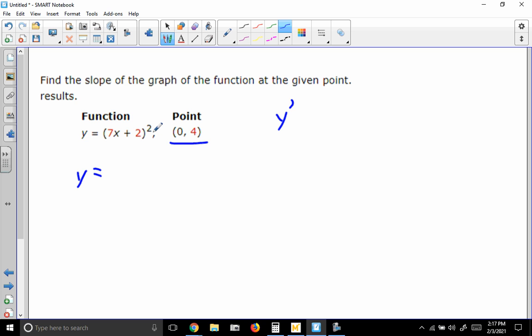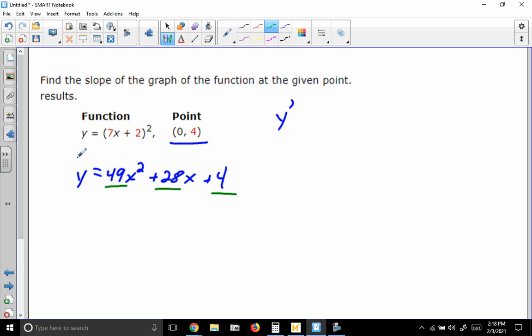If we FOIL that out, 7x plus 2 times 7x plus 2, we would get the first term squared. So 7x squared, 7 times 7, x times x. We would get their product twice. So 7 times 2, that's 14x, twice would be 28x. And then the second one squared. So this is the same function. We haven't taken the derivative yet. We have just rewritten our function into something that now we can take the derivative of. We said if we have different terms, we take the derivative of each piece separately.